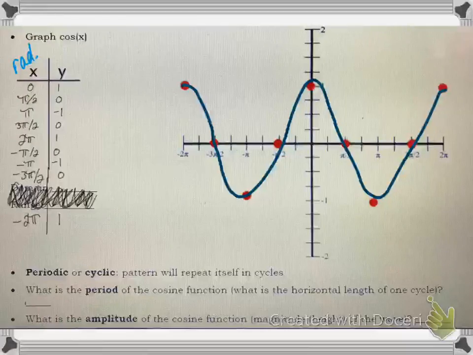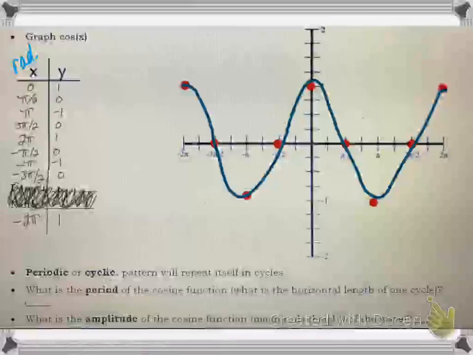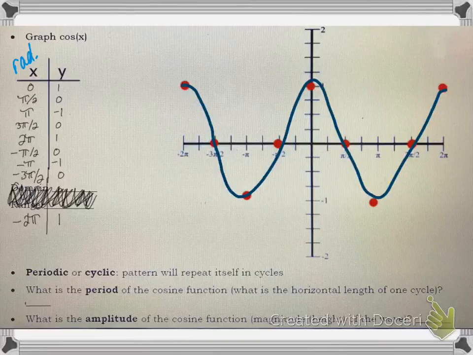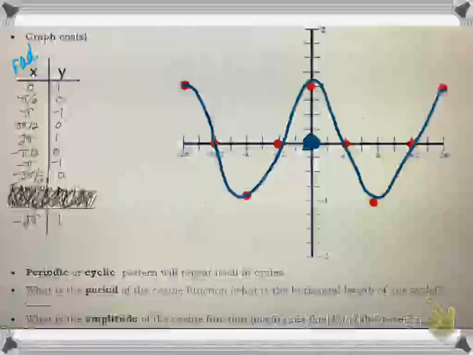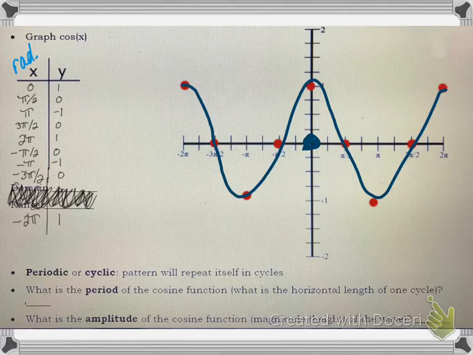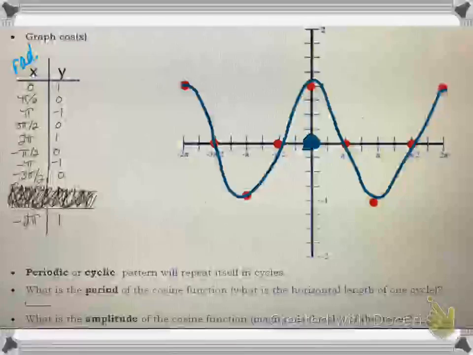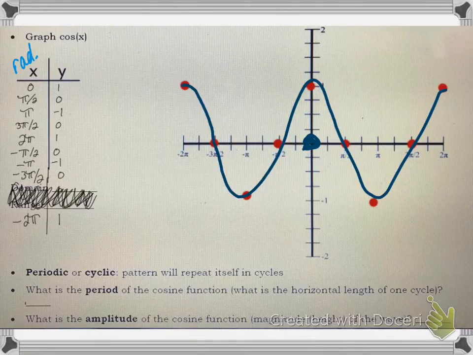Okay, so that's not very symmetrical, but this is what the general shape of a cosine curve looks like. The one major difference between sine and cosine: if you look back at my sine graph, sine went through the origin, that 0, 0 point right in the center. Cosine did not. So that's one way you can tell from a graph right away if it is sine versus cosine. Sine goes through the origin, cosine does not.